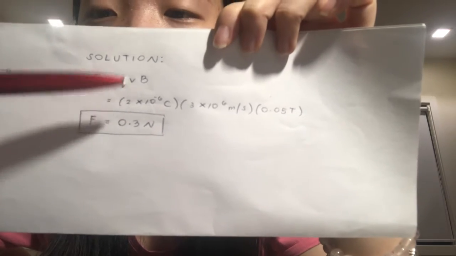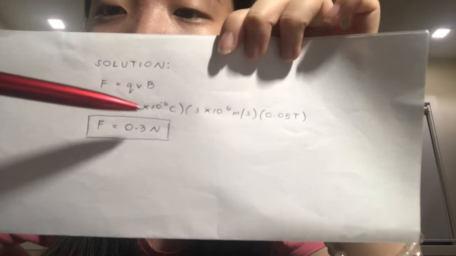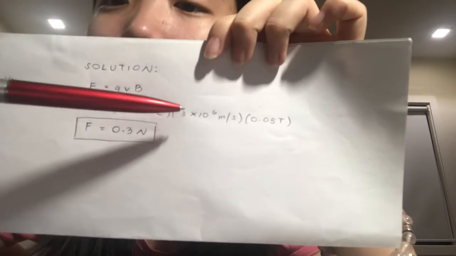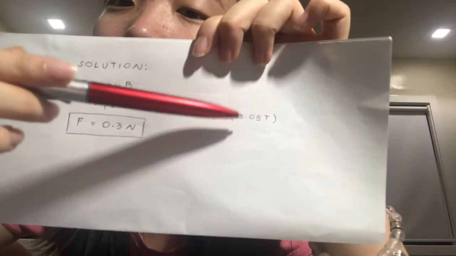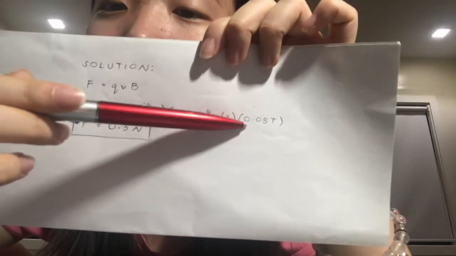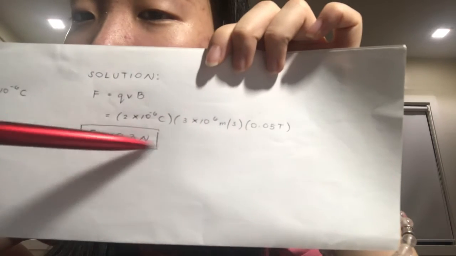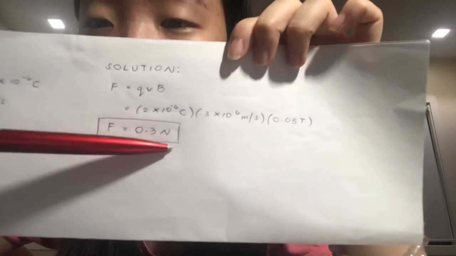So we plug in the values. The charge is 2 times 10 raised to the power of negative 6 coulombs, times 3 times 10 raised to the power of 6 meters per second, times the magnitude of the magnetic field, 0.05 Tesla. So we multiply all of these values to get the force, which is 0.3 newtons.